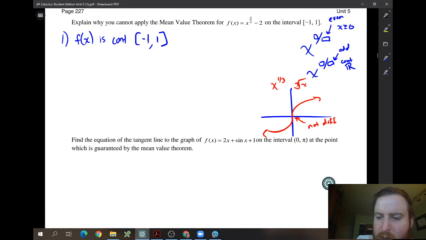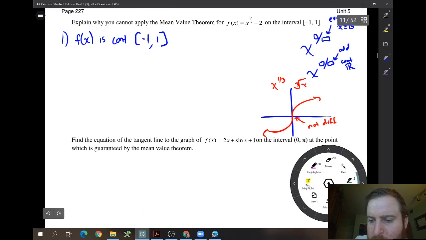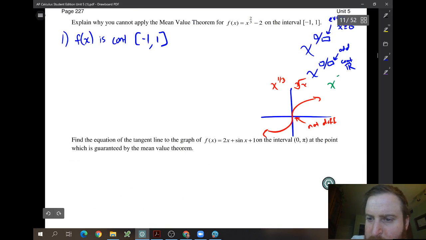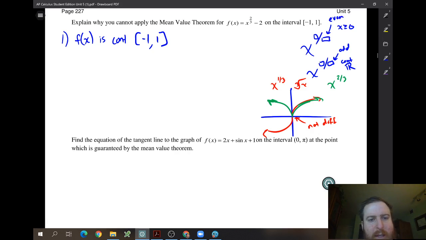And if instead they were like x to the 2/3, what that does is it squares this side. So then it becomes a cusp, right? It's that side on the left, and it kind of repeats that on the right. So either way, it's still not differentiable at 0. So these usually have a non-differentiable part wherever whatever's being cube rooted is 0.